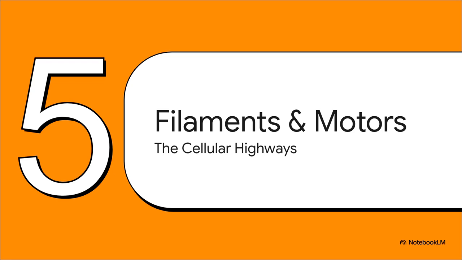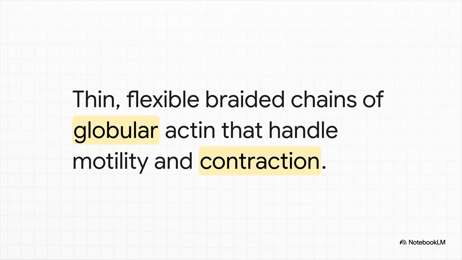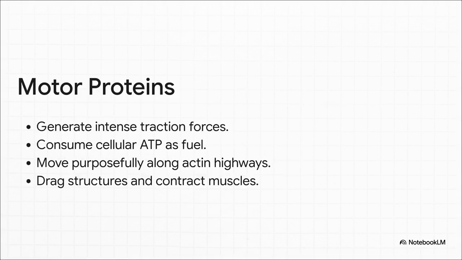And finally, bringing us to part 5, filaments and cellular motors. For our final stop, we're really going to ramp up the energy, because a city isn't just about static scaffolding, right? To have movement, you need roads. Enter the actin filaments. These are incredibly thin, flexible, braided chains made up of globular actin molecules. They constantly crisscross right beneath the cellular membrane and span the entire cell. Basically, they create the main pathways for continuous internal movement and handle massive tasks, like the physical contraction of your muscles.